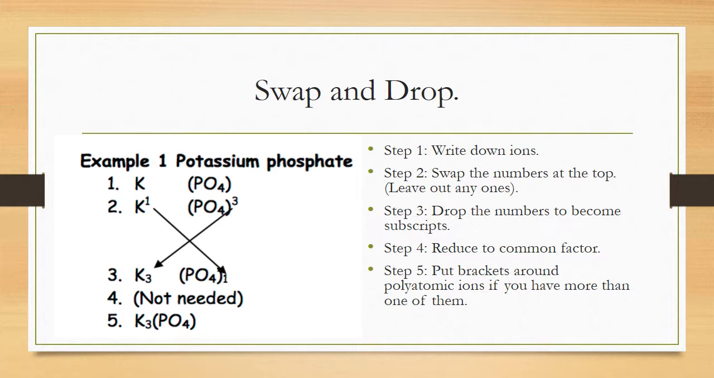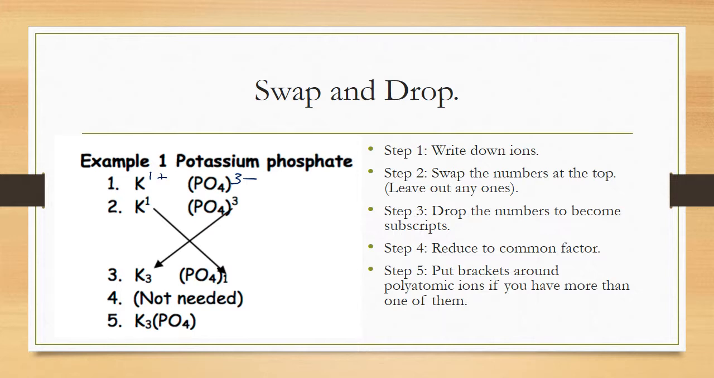So a cheat I kind of use is something called the swap and the drop. I'm going to use the example here of potassium phosphate. The first thing you do is write down the ions. So the example there is we have potassium and phosphate. You then swap the numbers at the top, because obviously you're going to write down the ions, so it's going to be 1 plus and 3 minus. Phosphate's 3 minus. So you just swap the numbers around.